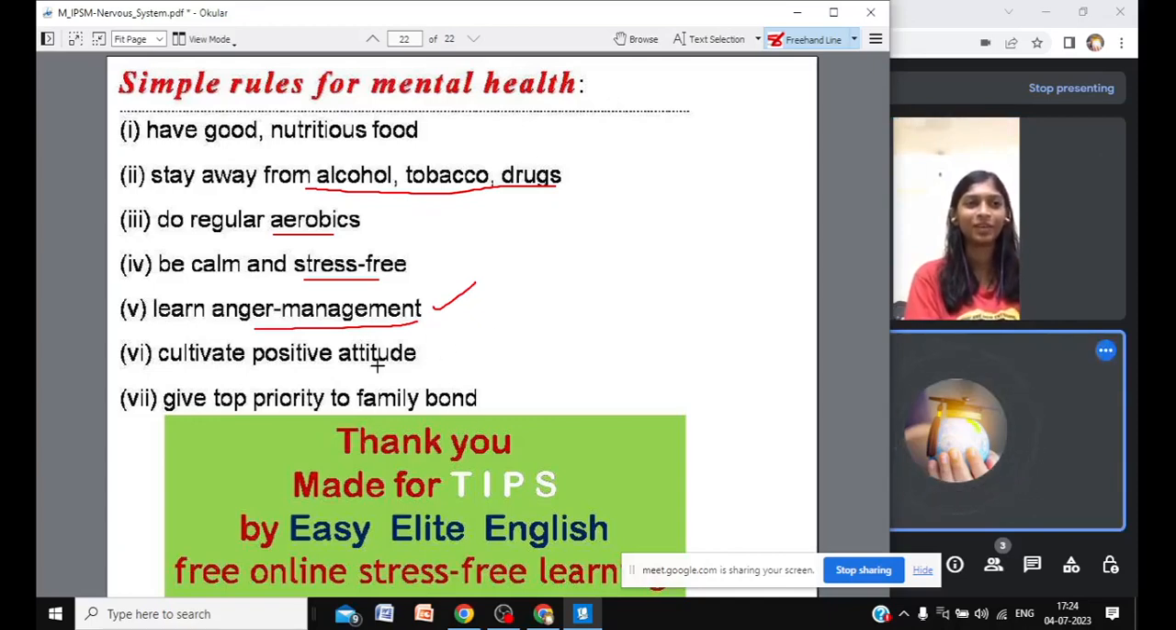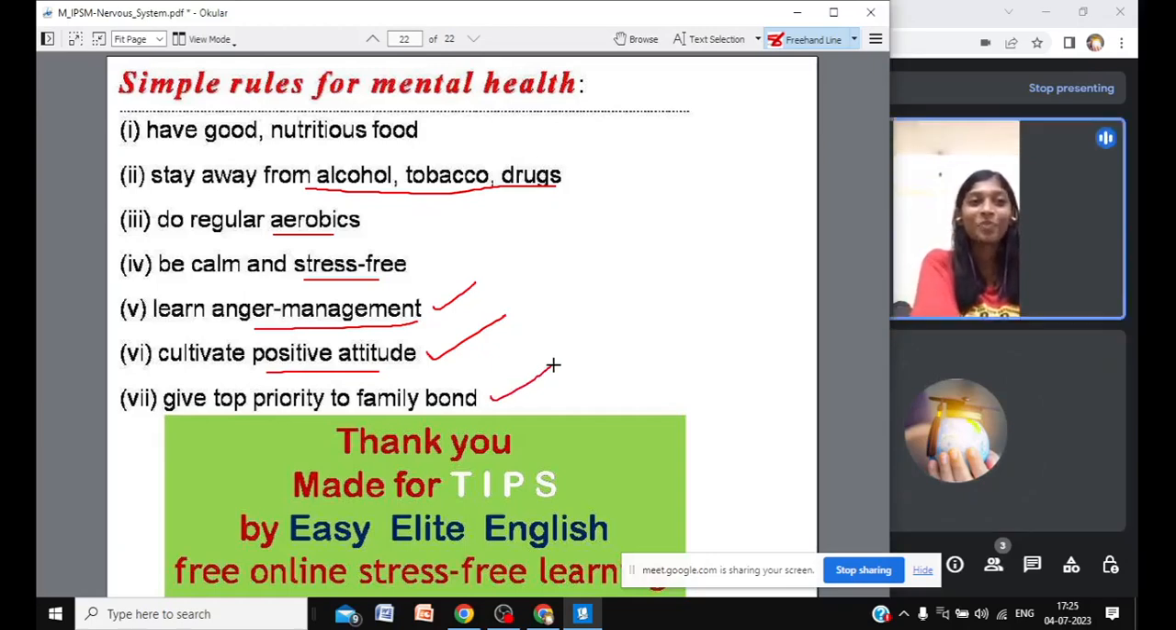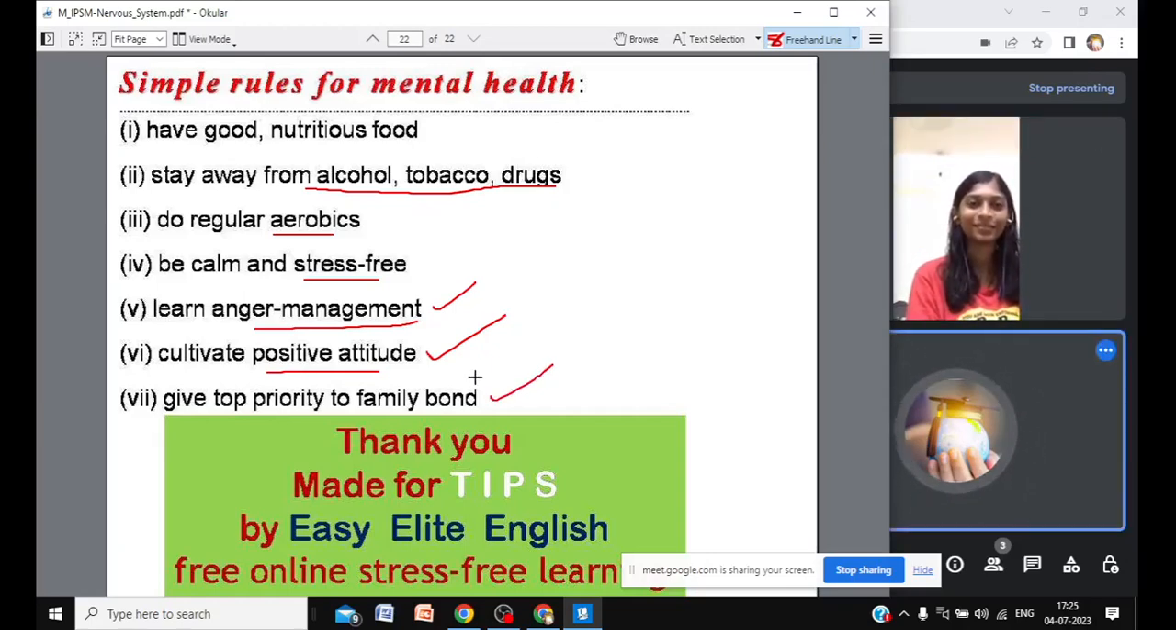Cultivate a positive attitude. Positive attitude means not a very pessimistic one, always complaining. Be positive, hopeful always, and this is important. Give top priority to family bond. This is one thing which is vital. The family bond is a vital part of maintaining our mental health.